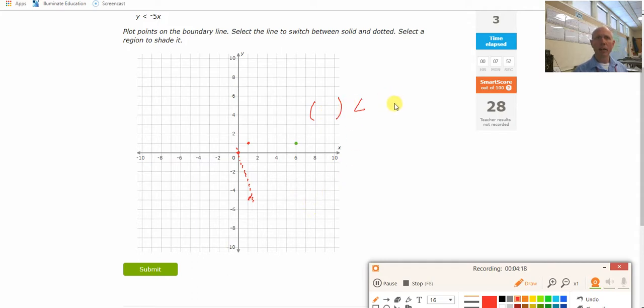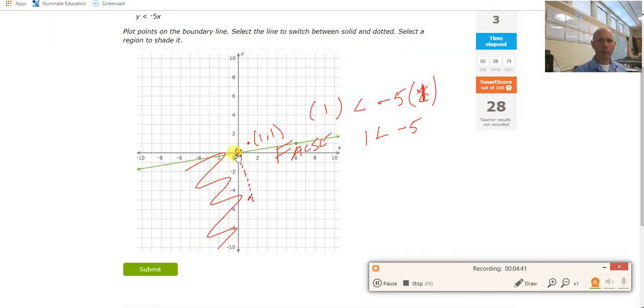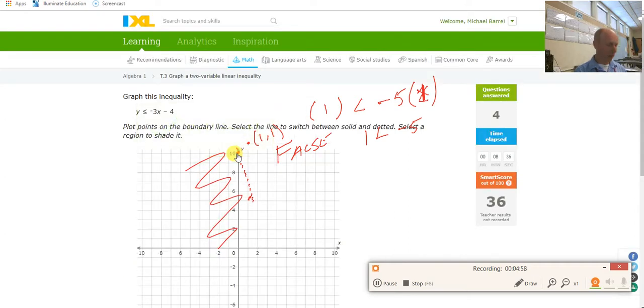Okay, so that's my y and -5x, and I'm going to test the point 1, 1. There has to be a 1 right there. So 1 is less than -5. That's false. Okay, this side is false then. If this is the false side, that means this is the true side. All right. Boom. That's not a good line. Brilliant.